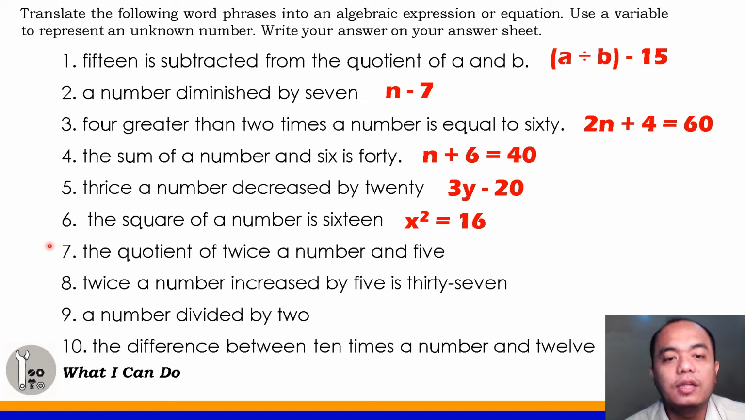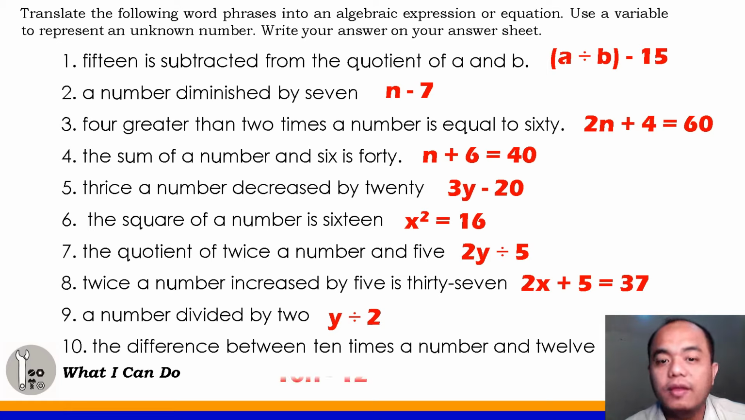Number 7. The quotient of twice a number and 5. Very good. It's 2y divided by 5. Number 8. Twice a number increased by 5 is 37. Very good. That's 2x plus 5 equals 37. Number 9. A number divided by 2. It's very easy. That's y divided by 2. Number 10. The difference between 10 times a number and 12. Very good. It's 10n minus 12.